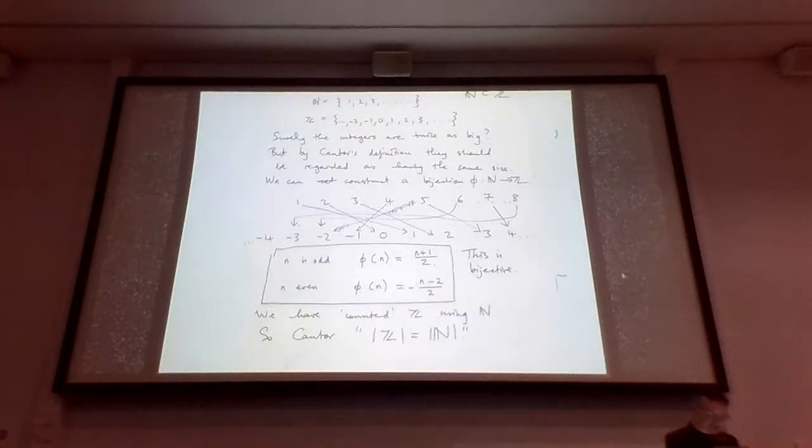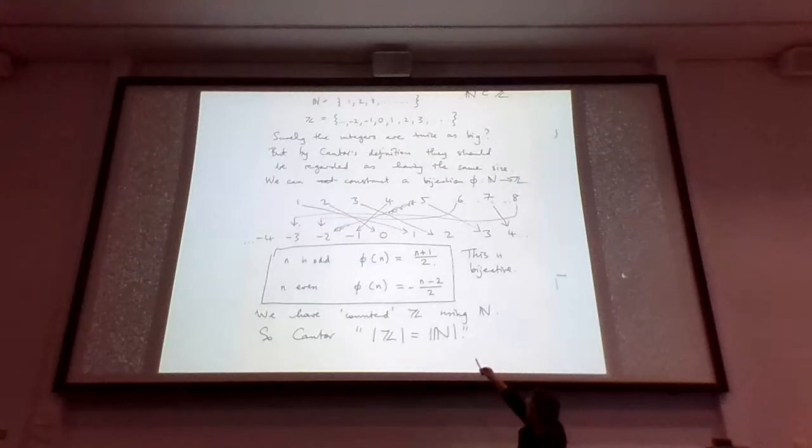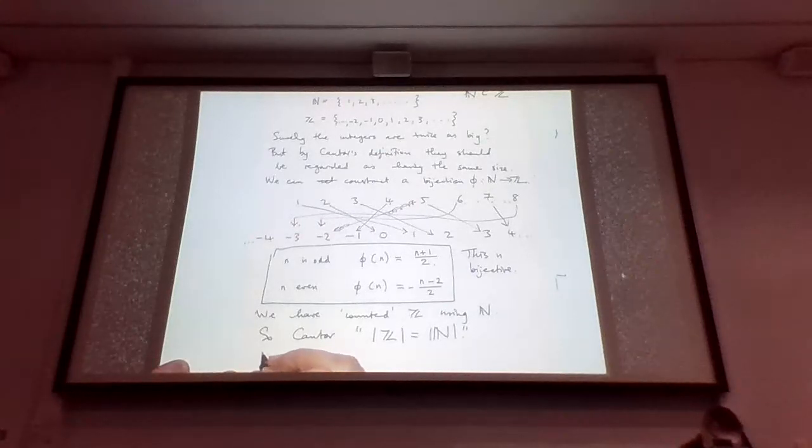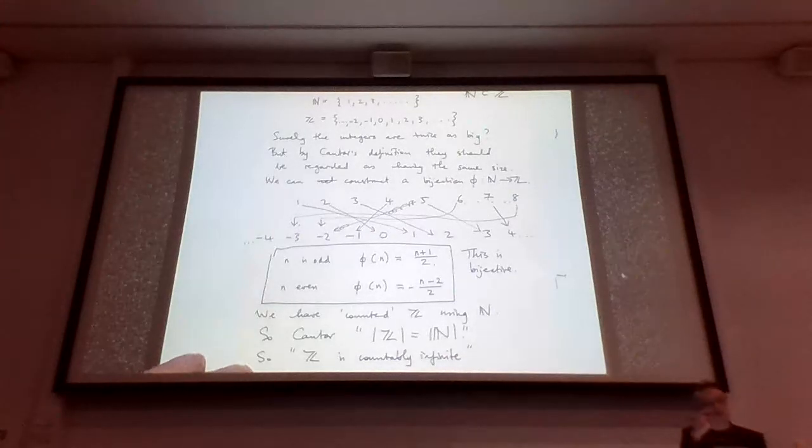But then you look at it a slightly different way, and we see that there is a way to count all of the integers using the natural numbers. So, in other words, we say z is countable. It's countably infinite. It is infinite, but we can still count them using the natural numbers.